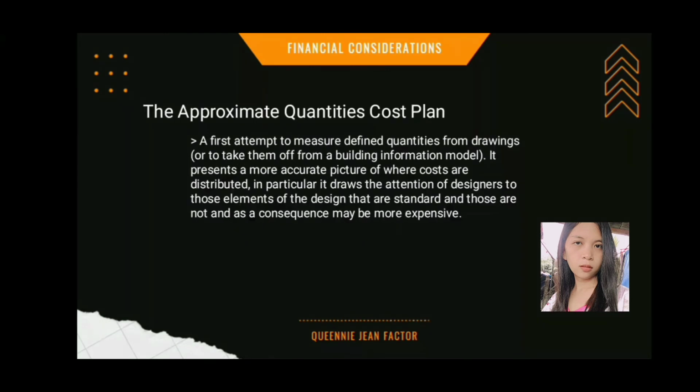The approximate quantities cost plan. Unlike the elemental cost plan in which the cost of elements is broken down from overall construction cost based on the experience of the consultant, the approximate quantities cost plan is a first attempt to measure defined quantities from drawings or to take them off from a building information model. It presents a more accurate picture of where costs are distributed.